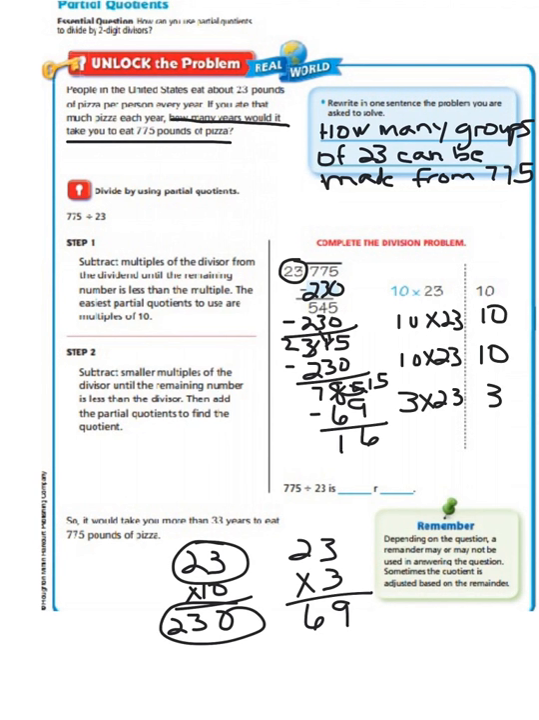Right? So now in order to figure out what our partial quotient is, we add up all the numbers on this side. 10, 20, 33. So 775 divided by 23 is 33 with a remainder of 16. So it would take you more than 33 years to eat 775 pounds of pizza.